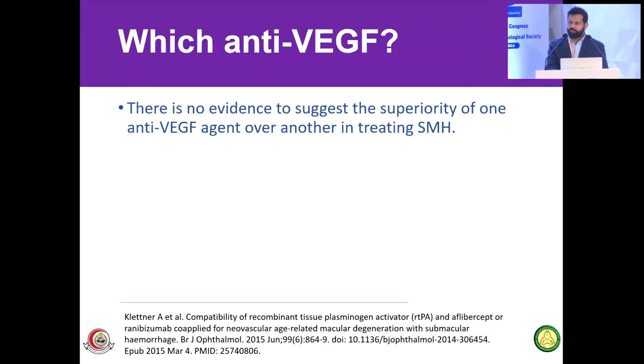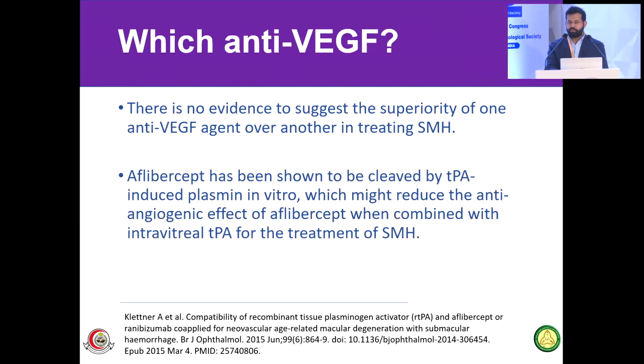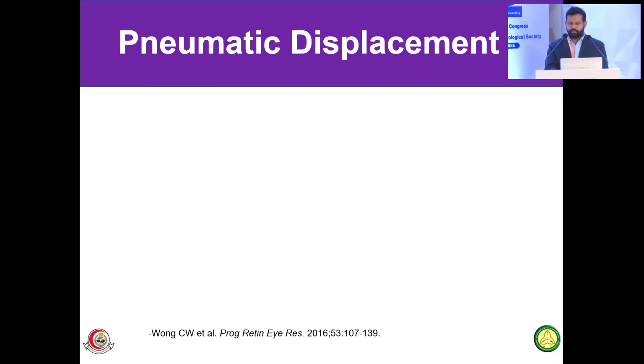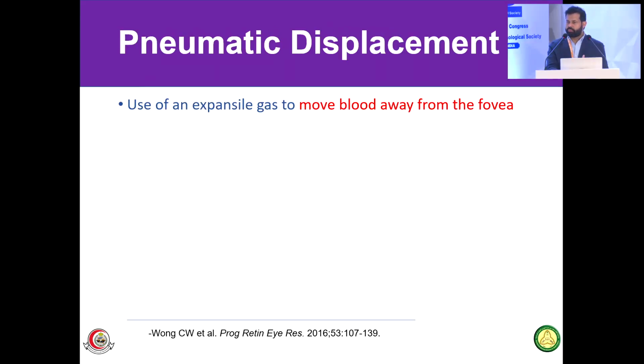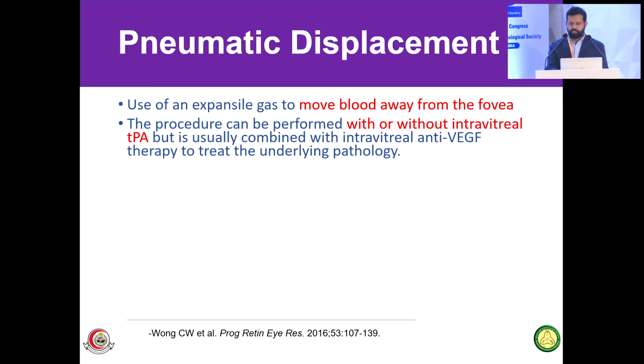So is there any preference for any kind of anti-VEGF to be used? There is no evidence supporting any kind of anti-VEGF over another. However, it has been shown that aflibercept is cleaved by the TPA when combined in vitro, and this will decrease its effectiveness. Pneumatic displacement pushes the blood away from the fovea.